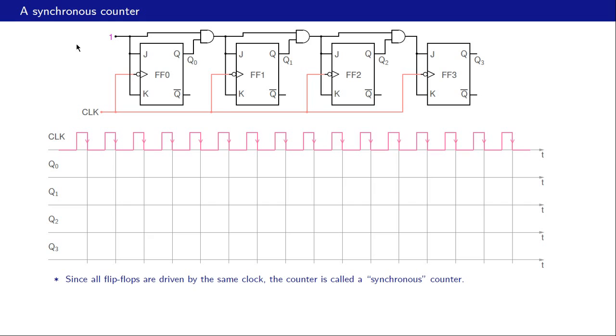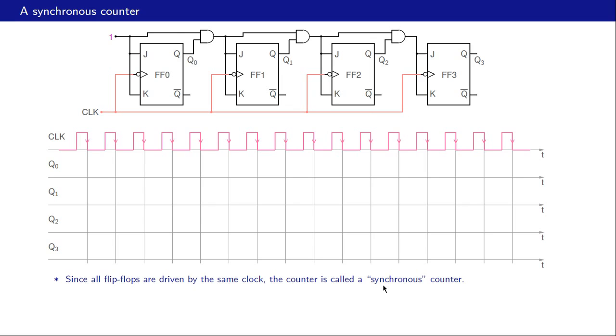Let us now look at a synchronous counter. What is the meaning of this term? That means the same clock is going to all the flip-flops in the counter. Since all flip-flops are driven by the same clock, the counter is called a synchronous counter.